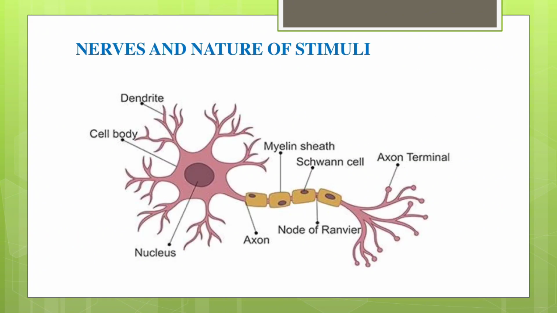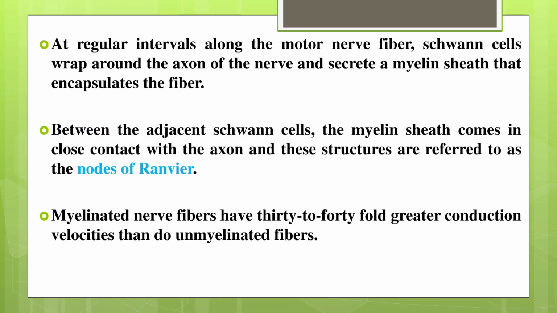This is the diagrammatic representation of the structure of a nerve cell. Nerves and nature of stimuli. At regular intervals along the motor nerve fiber, Schwann cells wrap around the axon of the nerve and secrete a myelin sheath that encapsulates the fiber. Between the adjacent Schwann cells, the myelin sheath comes in close contact with the axon, and these structures are referred to as the nodes of Ranvier. Myelinated nerve fibers have 30 to 40-fold greater conduction velocities than do unmyelinated fibers.